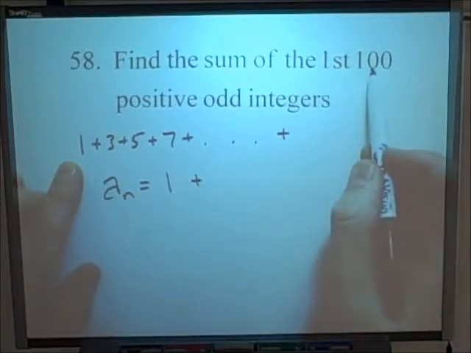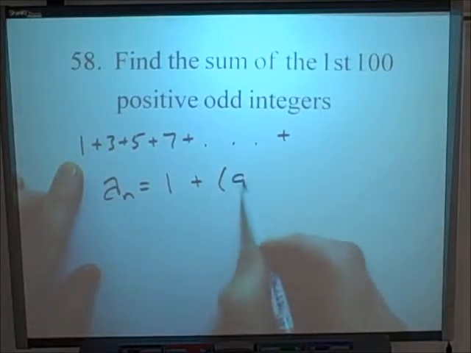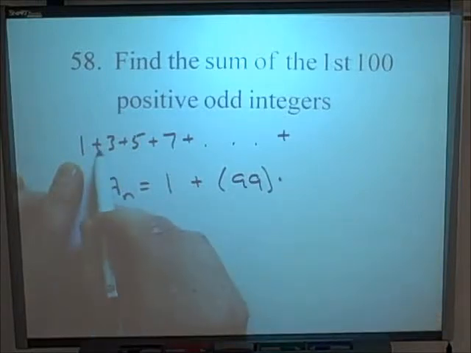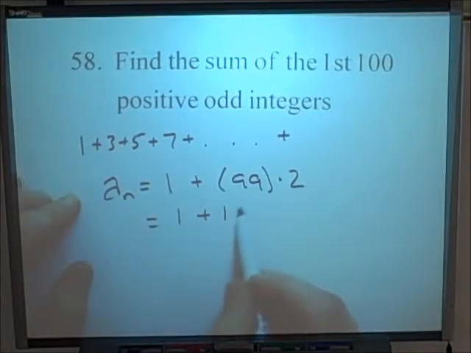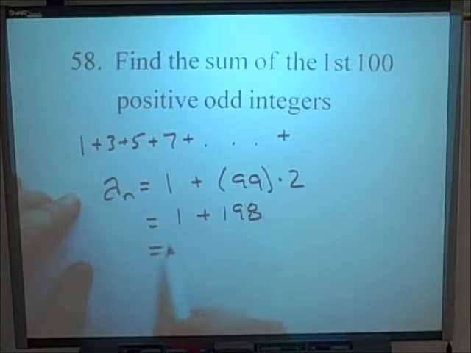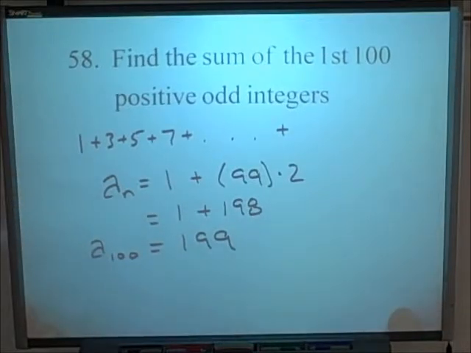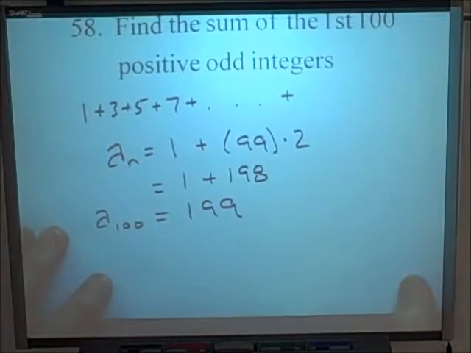How many steps to our 100th term? 99 steps. 99 steps of what? 99 steps of positive 2. That is 1 plus 198, or 199 is our 100th term. Okay? So our formula, again, is our average term times our number of terms.